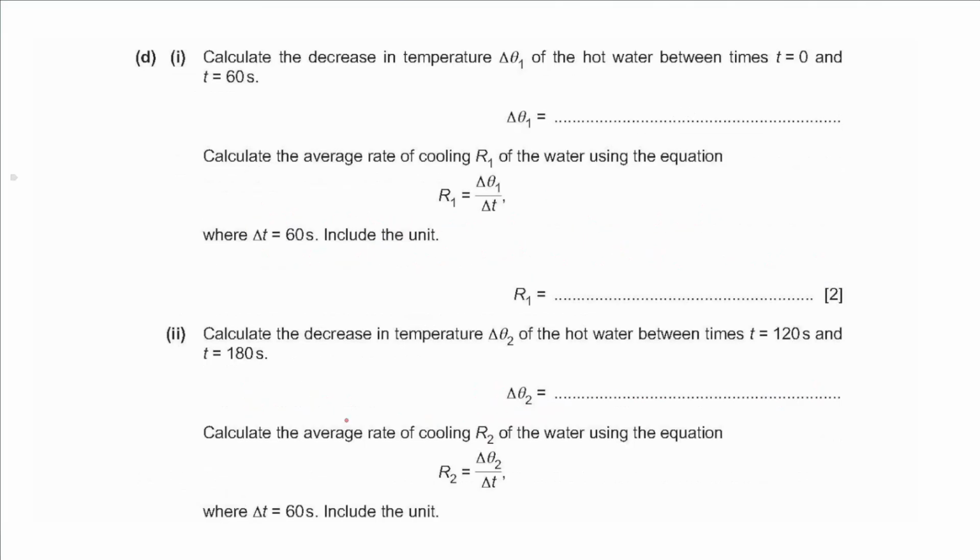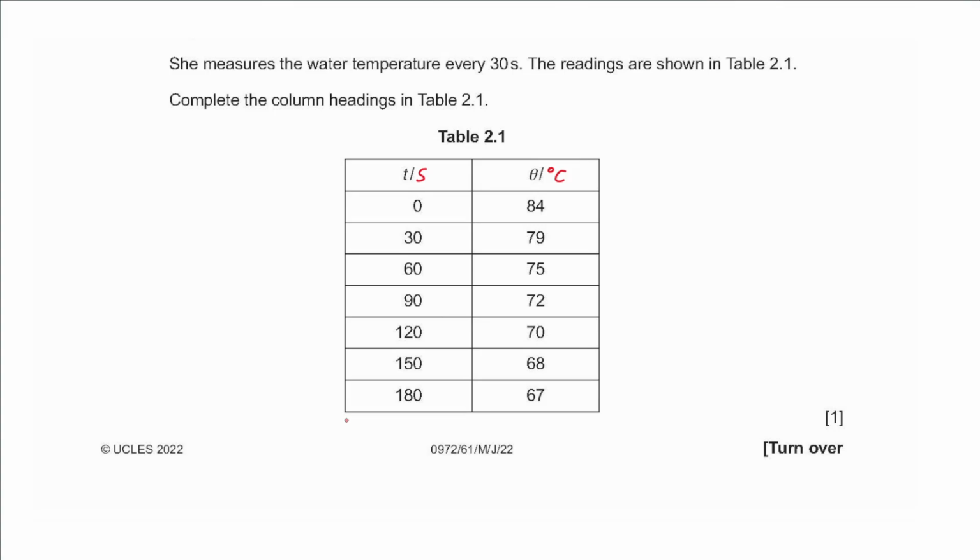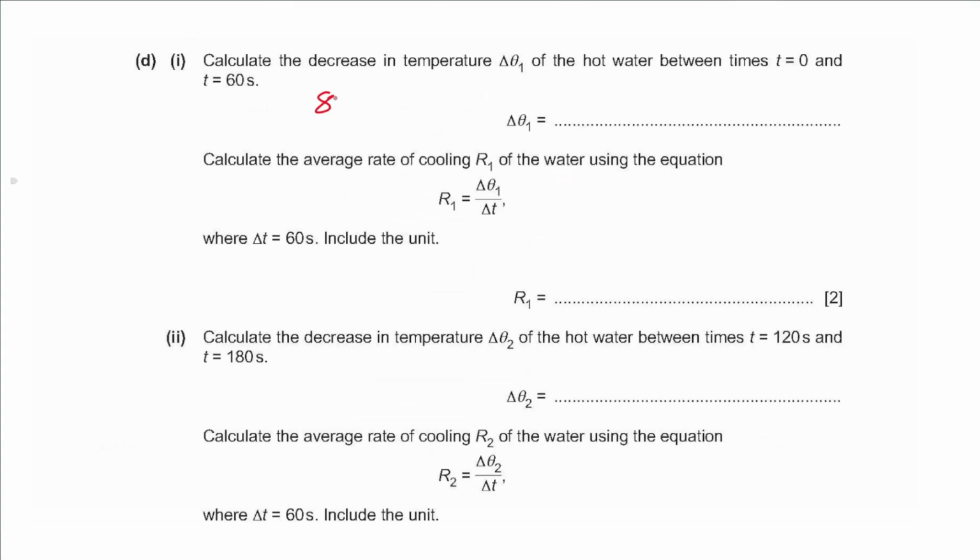Question D.i says calculate the decrease in temperature, delta theta 1, of the hot water between time 0 and 60 seconds. So going back to the table, from 0 to 60 we have 84 and 75. So the change, 84 minus 75, gives 9 degrees Celsius. And then we are required to calculate the average rate of cooling R1 of the water using the equation delta theta 1, 9, divided by delta T, 60 seconds. So we divide 9 by 60. That gives an answer of 0.15, and the unit here is degrees Celsius for temperature per second for time.